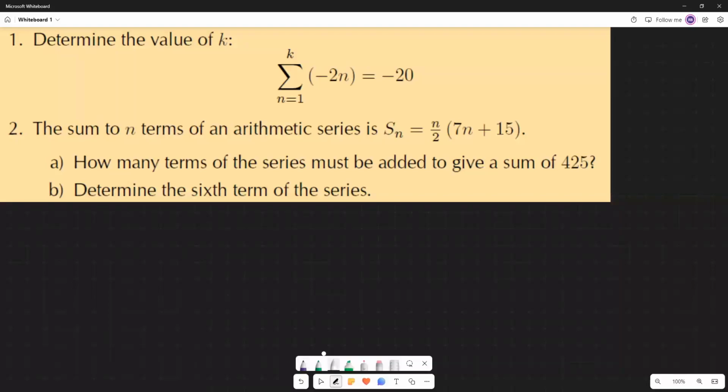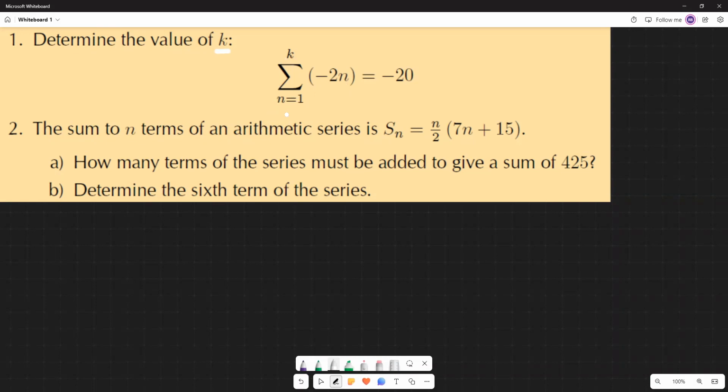In this video, we're going to be revising the arithmetic or linear pattern. Okay, so without wasting time, let's start with number one. They say determine the value of k. Okay, we need to find the value of k. And then I'm given a sigma notation here.